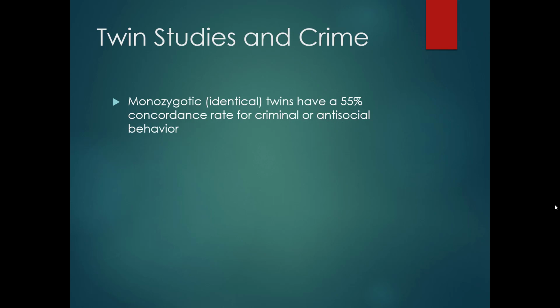However, that doesn't mean that there's not a genetic component. Because if you look at the concordance rates for dizygotic twins, or fraternal twins, you see that it's much lower. And when you see this pattern in twins, where the concordance rates for monozygotic twins are significantly higher than the concordance rates for dizygotic twins, that suggests that there is a genetic component.